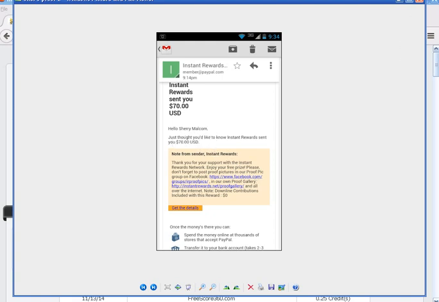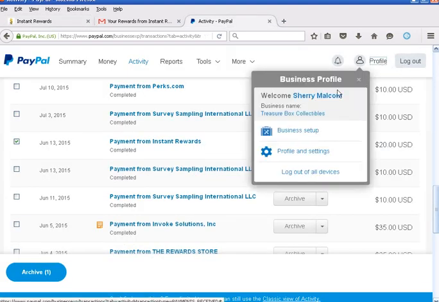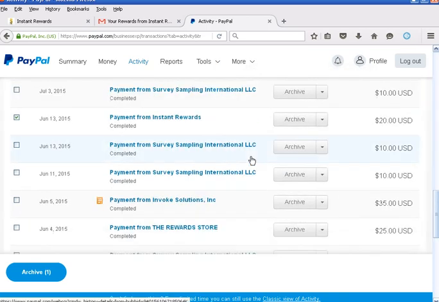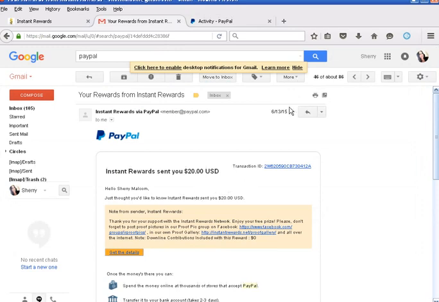But if that's not good enough, let's go to my PayPal account, and yes, it's mine. Here's my name, and here is a transaction from Instant Rewards for $20 received on June 13th, 2015. And here's the email that goes with that. June 13, 2015 from PayPal, Instant Rewards, $20, and here's my name. So those are three proofs of payment that they really do pay you.